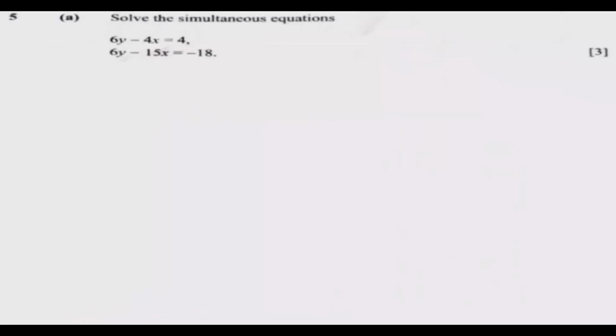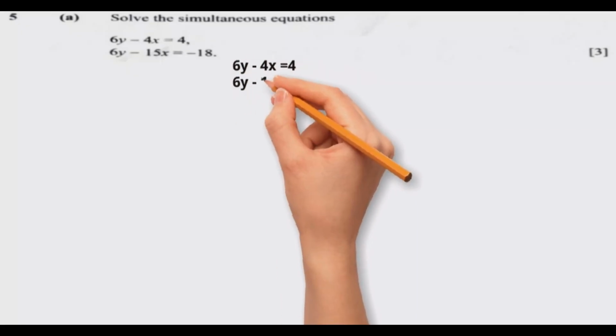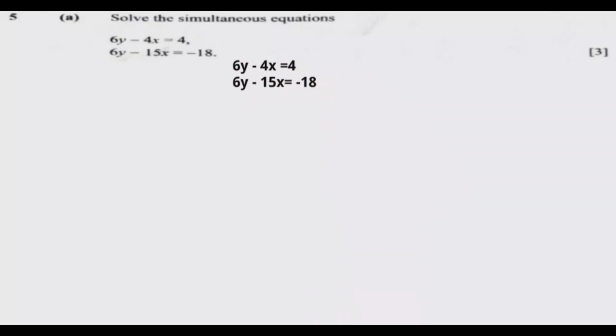We come to question 5a, which is: solve the simultaneous equations. Okay, solve the simultaneous equations. So first thing, I'm going to copy the entire two equations down here, just like the way they are written. Then once I've done that, the next thing I'm going to do is ask myself a question.